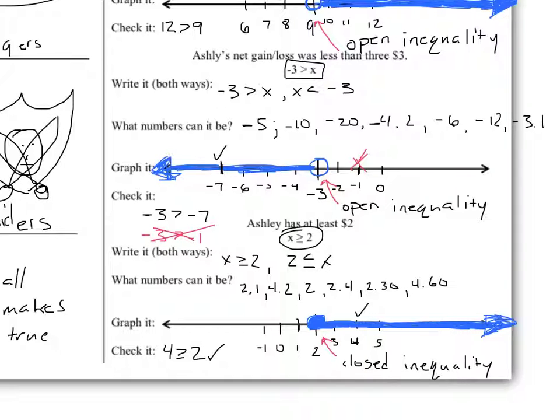So there are lots of small details when it comes to graphing this. Open or closed inequality. Which way am I shading? Okay? Lots of different small details to be paying attention to. On your together time.